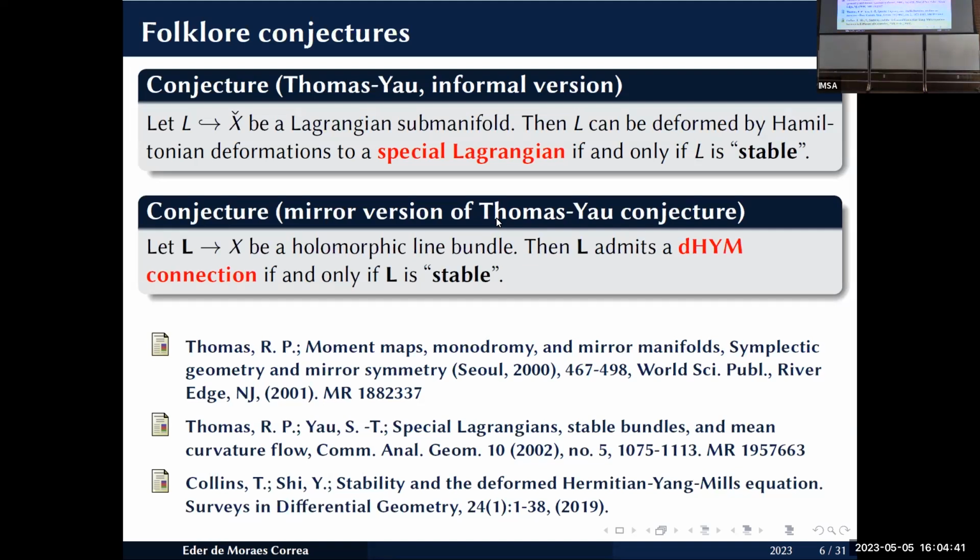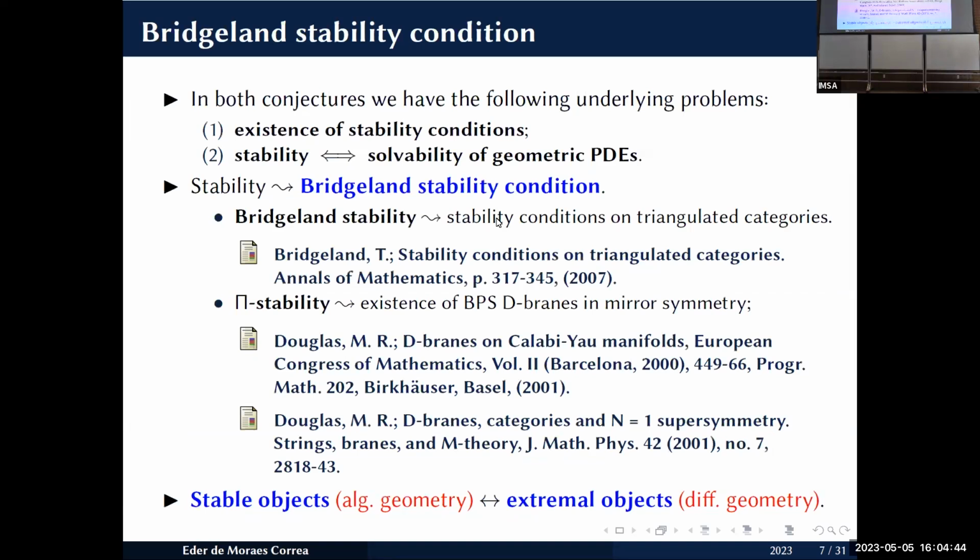Here, the notion of stability is probably a very difficult problem. Both conjectures need to consider these two problems. The first one is related to the notion of stability. In order to study the conjecture, first we need to know what is the correct notion of stability to put in the conjecture, and then we attack the problem of finding the equivalence between the solvability of a geometric PDE, which is related to the existence of special Lagrangians, and, in the setting of holomorphic vector bundles, the Strominger-Yau-Zaslow picture. So, the equivalence between the notion of stability and the existence of solutions for certain geometric PDEs.